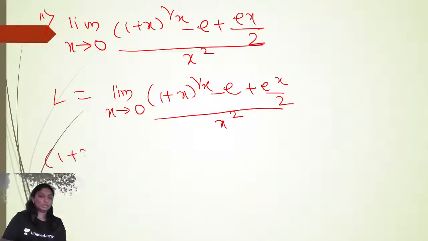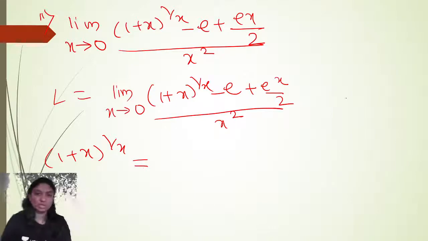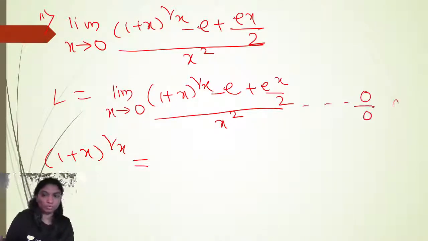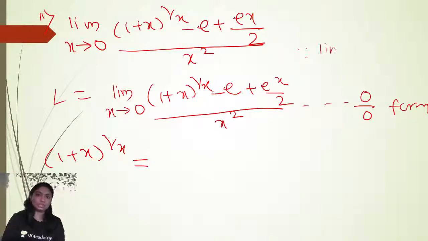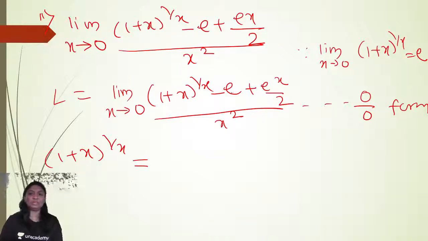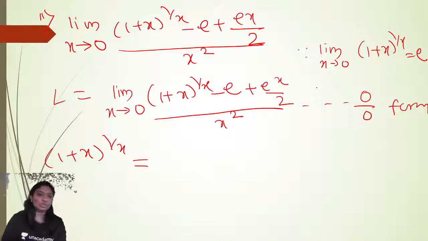So here (1 plus x) raised to 1 by x, now we will use series expansion, because you are getting 0 upon 0 form. You can check it when x tends to 0. Limit as x tends to 0, (1 plus x) raised to 1 by x is equal to e. So e minus e upon x square, as x tends to 0, you will get 0 upon 0 form.